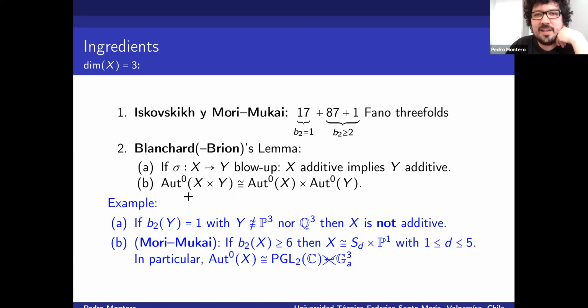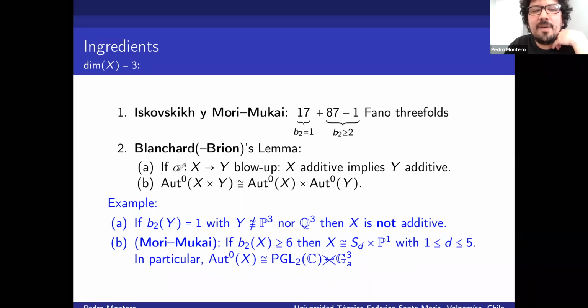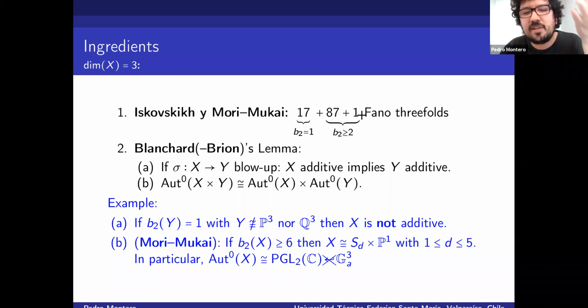So we used two consequences. The first of all is that if you have a blow up, say between two smooth projective varieties, if X is additive, then Y has to be additive as well. So if the source is additive, then the target is also additive. And the second one is that the automorphism group of the product, the connected component of the identity, is just the product of the connected components of the identity.